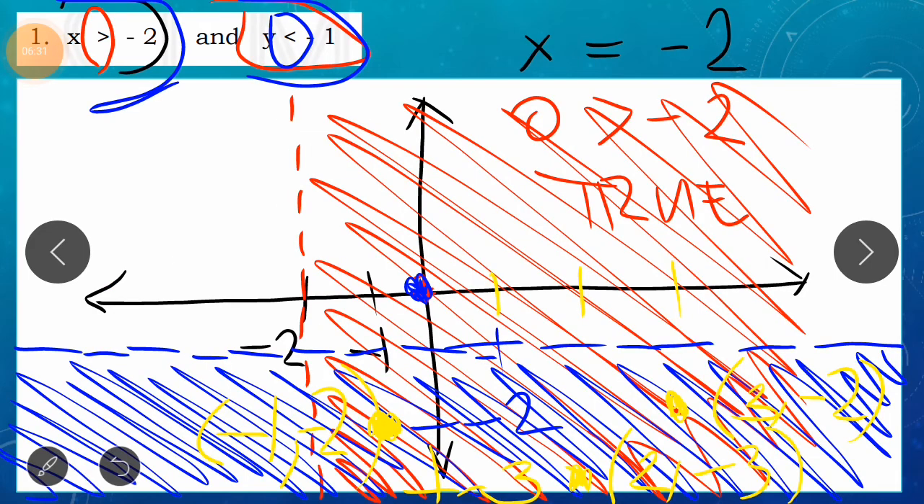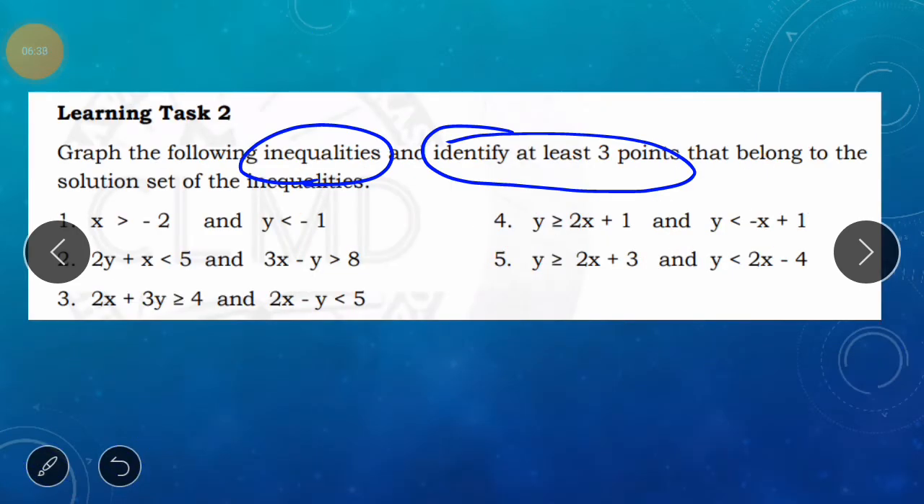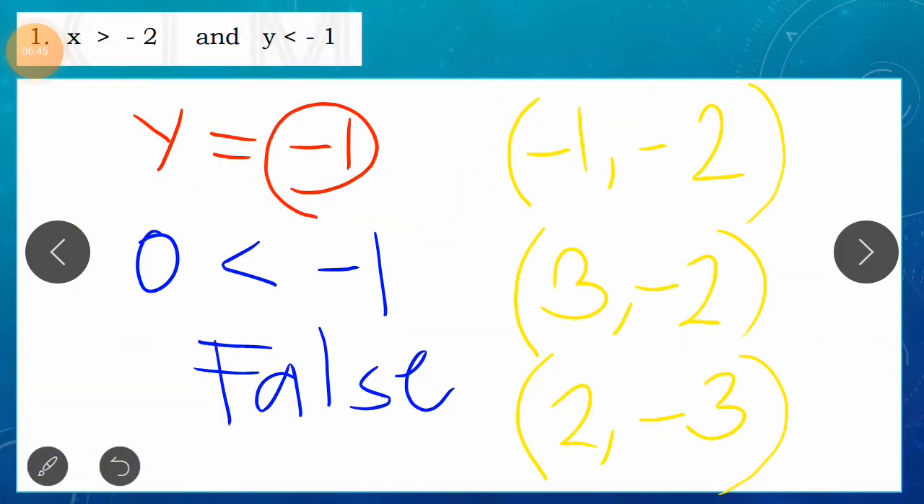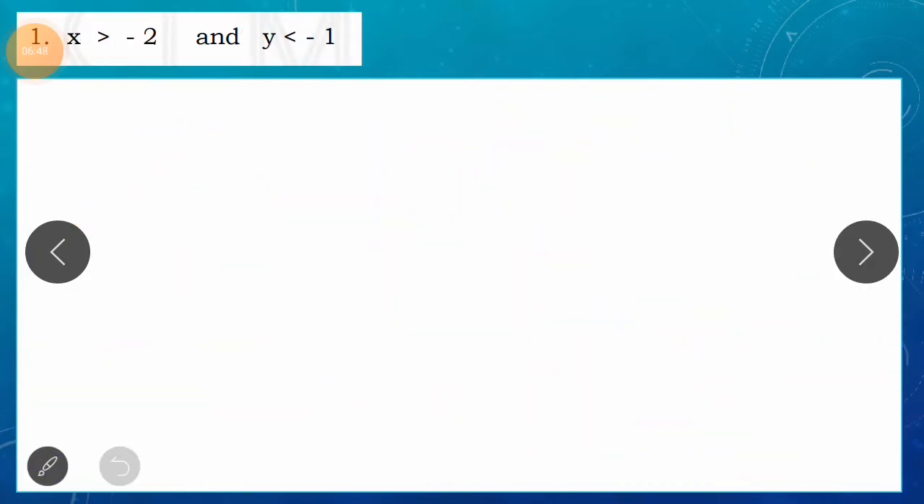So there you have it. You already have 3 points that are on the shaded area of the graph. That means that those are part of the solution of this inequality here. Okay, so that's for number 1.